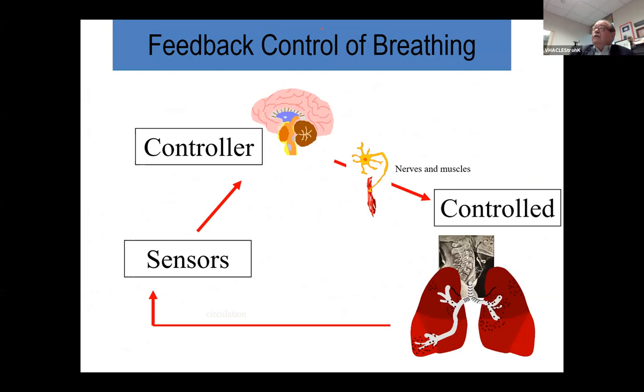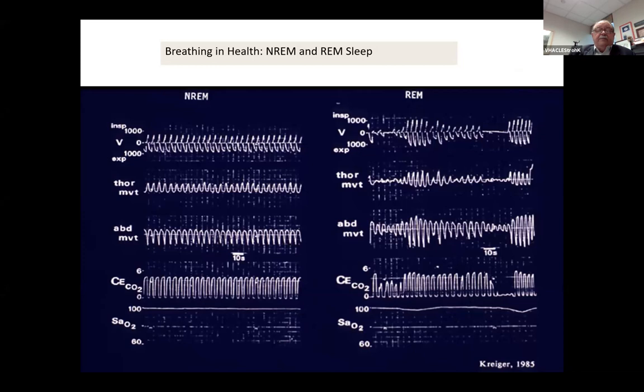It's important to think of this feedback control, and these are healthy people in non-REM and REM sleep. These are pulmonary fellows in 1984 that slept in the laboratory having all these measurements: inspiratory flow, thoracic movement, abdominal movement, end tidal CO2, and saturation. These are examples from these otherwise healthy people that slept in the lab with this instrumentation.